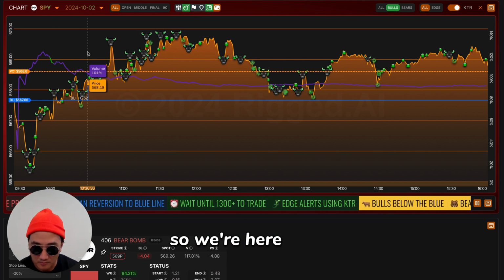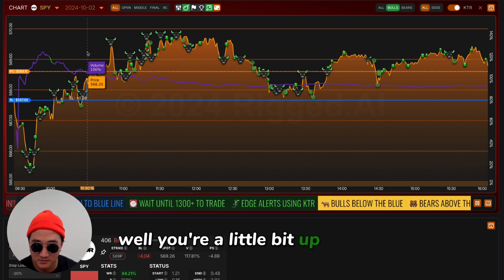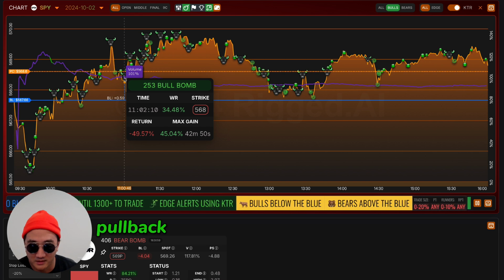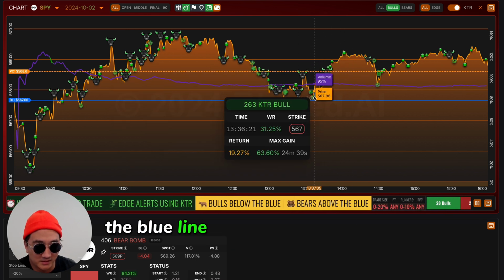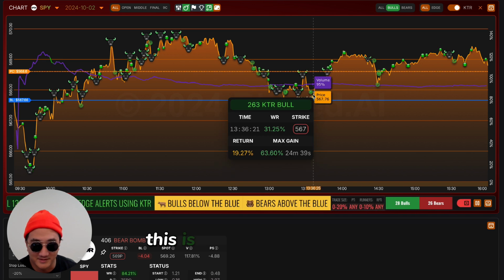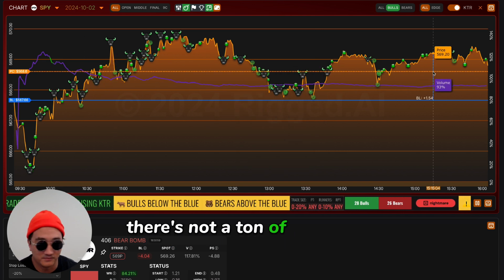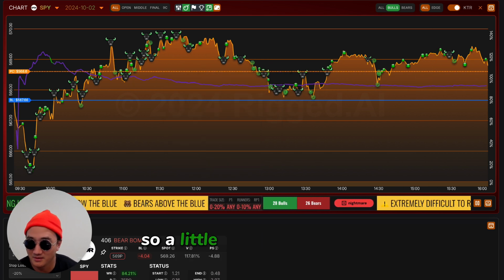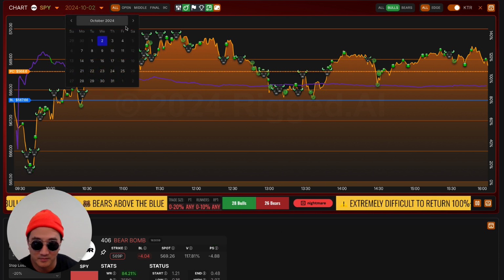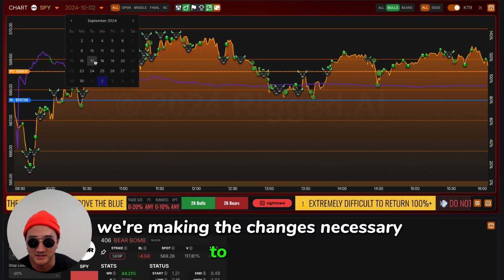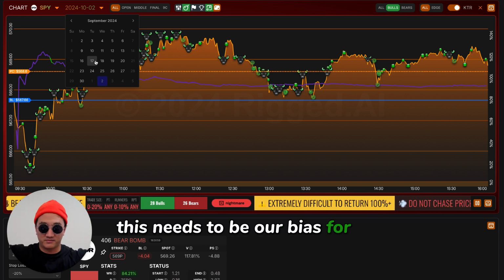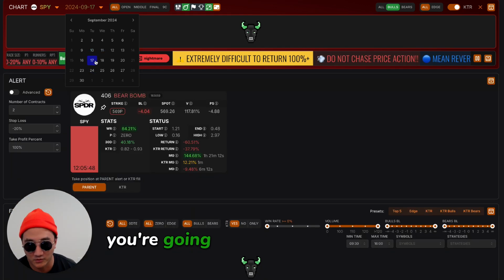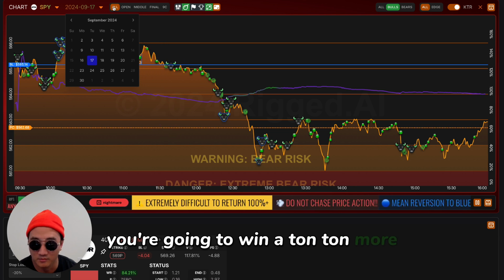So we're here, 1030. You're a little bit up, slightly bullish. Pull back, made some money. Pull back here to the blue line, made some money as well. This is not a great session. There's not a ton of excellent price action, but following that worked. So a little bit of a long rant. Ultimately, we're making the changes necessary to say, hey, this needs to be our bias for the session. Trade the alerts that match. And if you do that, you're going to win a ton more.